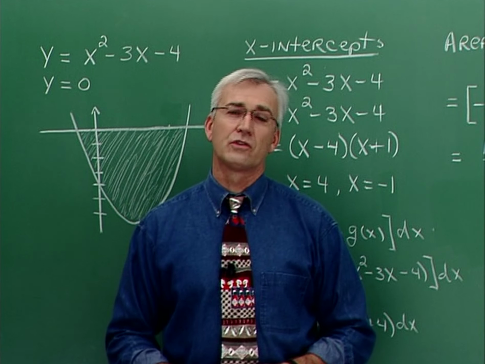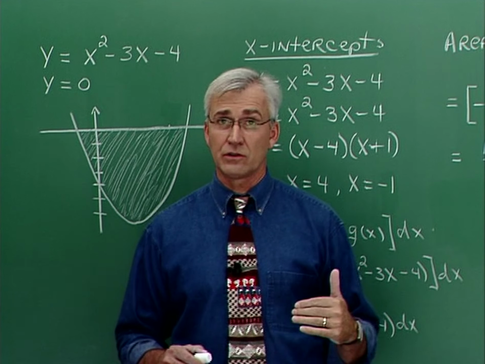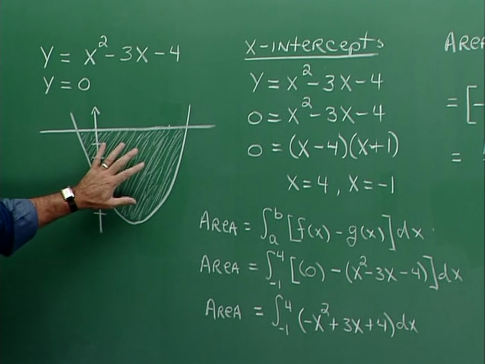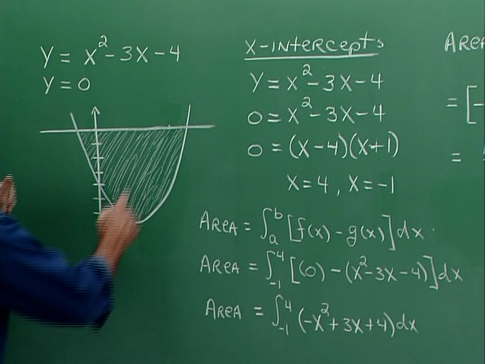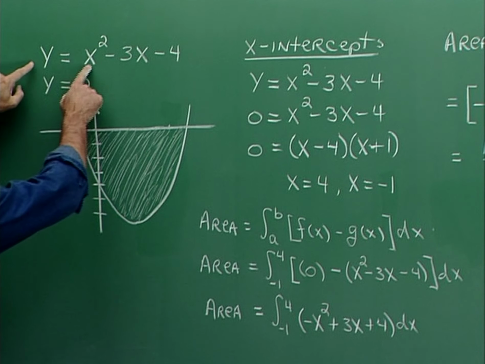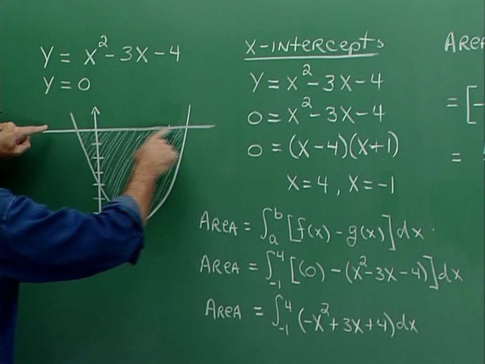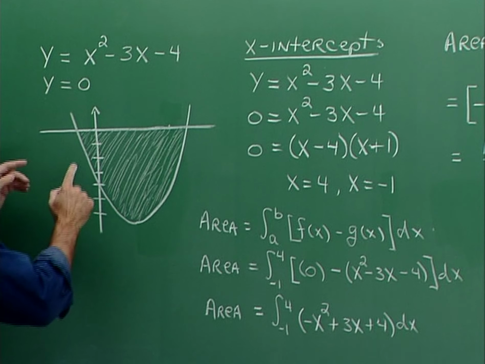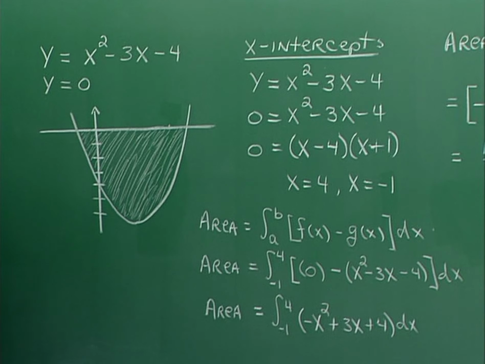Here's a problem which illustrates the idea that the arithmetic kind of takes care of itself for areas below the x-axis. Suppose we want to find the area that's illustrated here with this shaded region. Now, the curve is x squared minus 3x minus 4, and the x-axis is y equals 0. And all we need to do is make sure that we use the upper function minus the lower function, and everything takes care of itself.